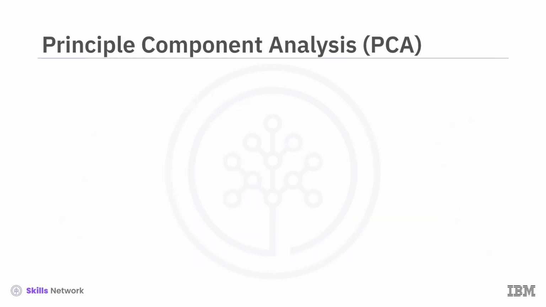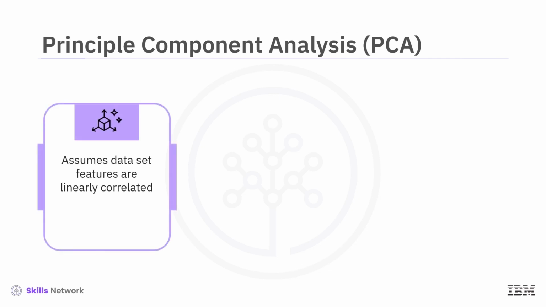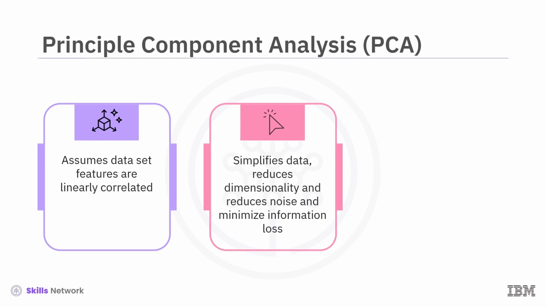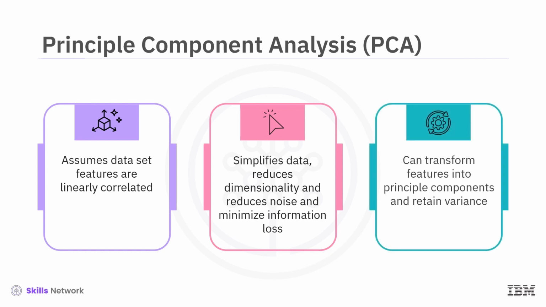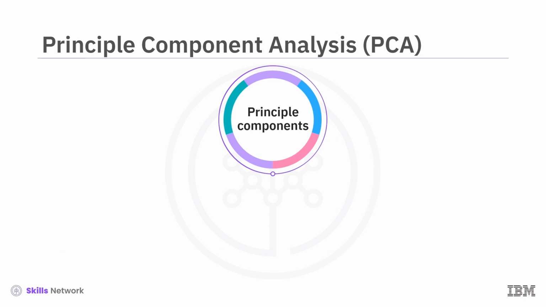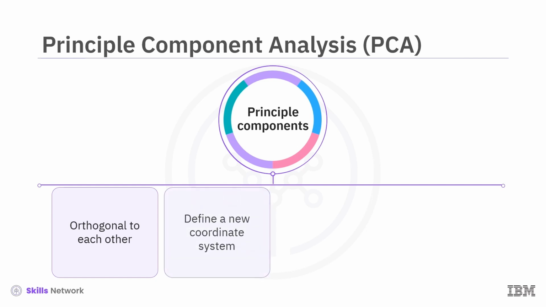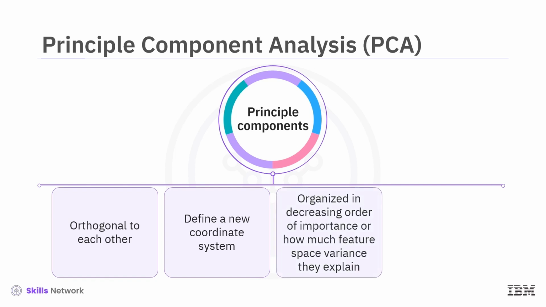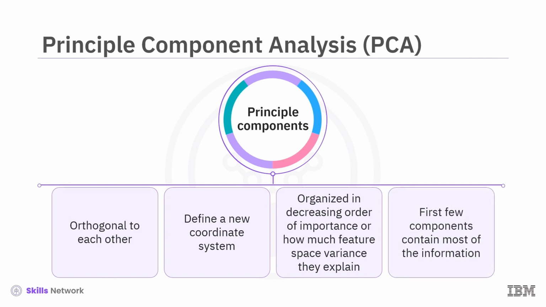Principal component analysis, or PCA, is a linear dimensionality reduction algorithm that assumes dataset features are linearly correlated. It simplifies data, reduces dimensionality, and reduces noise while minimizing information loss. PCA can transform features into a new set of uncorrelated variables called principal components while retaining as much variance as possible. These principal components are orthogonal to each other and define a new coordinate system for the feature space. The principal components are organized in decreasing order of importance, or how much of the feature space variance they explain. The first few components often contain most of the information, while the rest tend to represent noise.